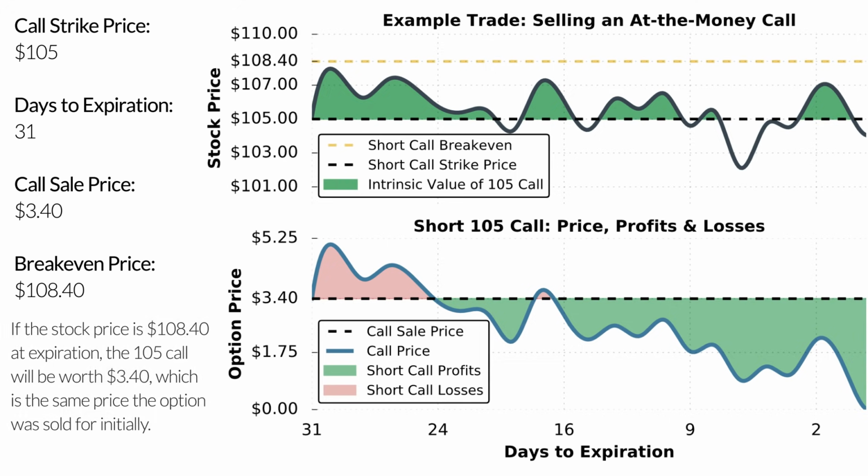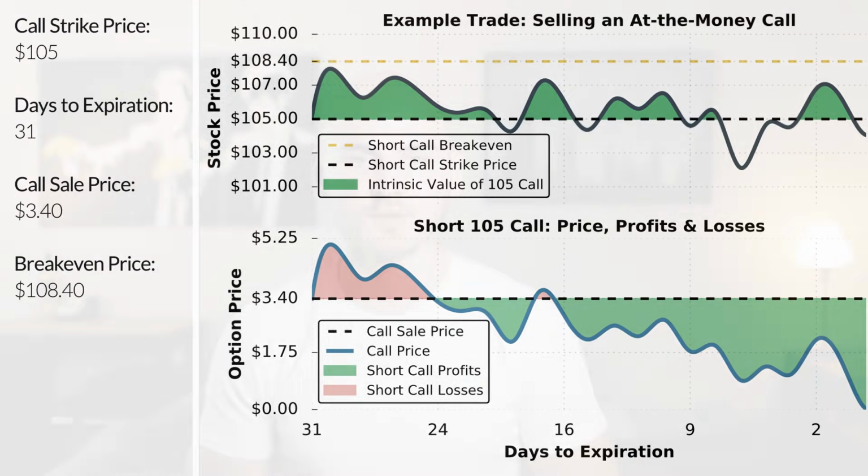If the stock price is less than $108.40 at expiration, the 105 call will be less than $3.40, and that means as a short call trader who wants the option price to decrease, I will have a profit on my trade if the stock price is at any price below $108.40 at expiration in 31 days.